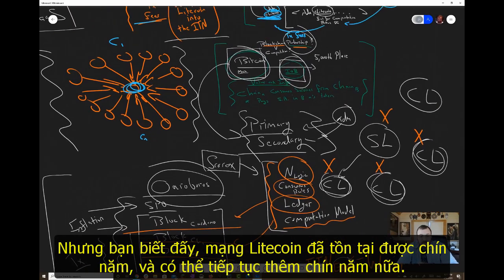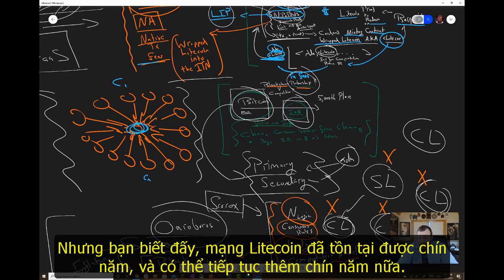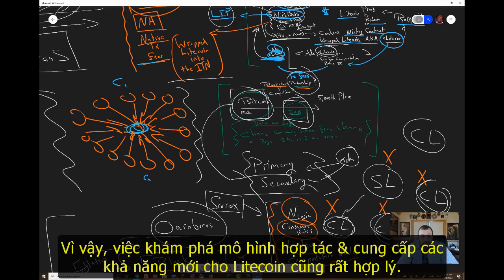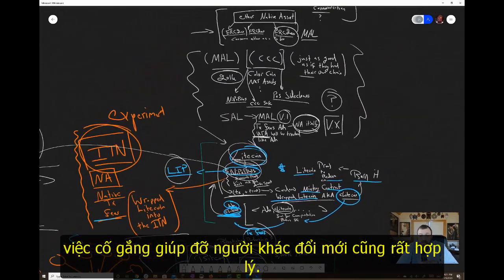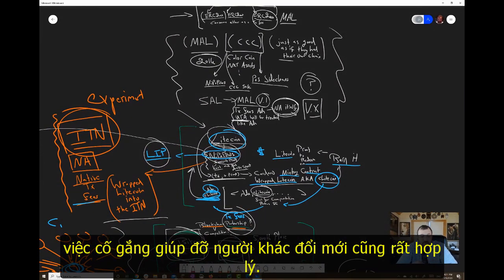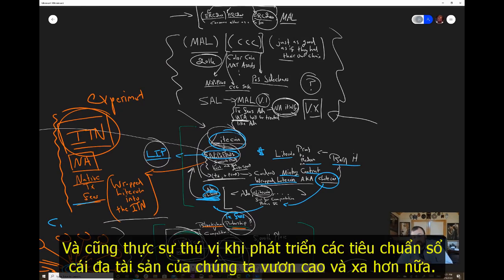But network effects are network effects. Litecoin's been around for 9 years. It's going to be around for another 9 years. That's a strong community. So it does make sense to also explore the partnership model. It makes sense to offer new capabilities to things. And it makes sense to try to help other people along and innovate. And it's also really exciting to evolve our multi-asset ledger standards above and beyond where they're at.